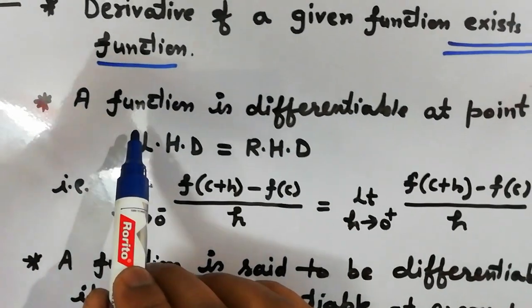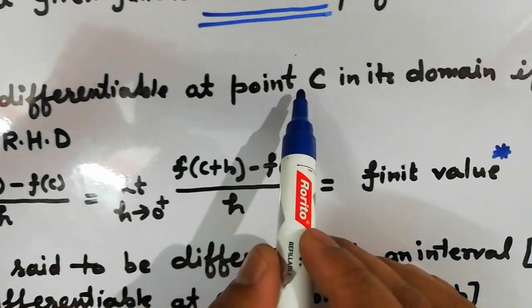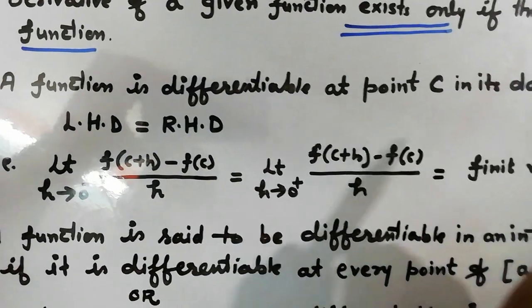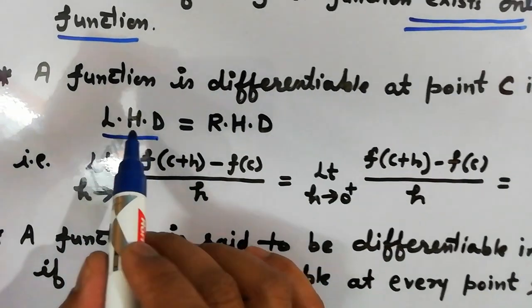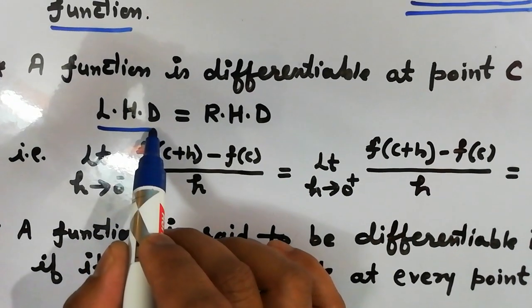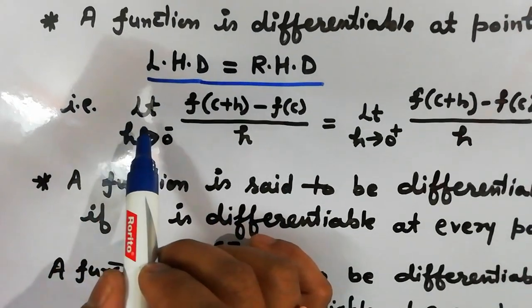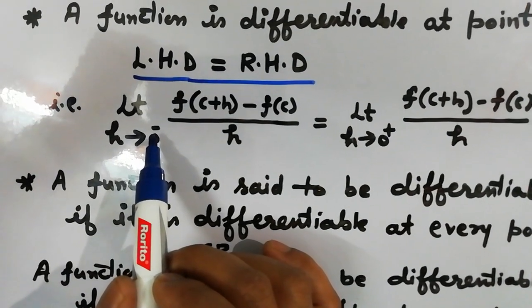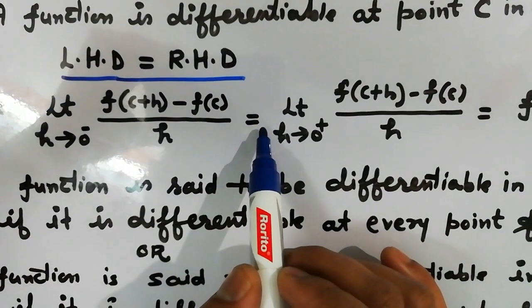And the second point: a function is differentiable at point c in its domain if and only if its left-hand derivative is equal to its right-hand derivative. I'm saying again, this is the left-hand derivative. What is this? Left-hand derivative means limit h approaches 0 from the negative side of f of c plus h minus f of c upon h, is equal to the right-hand derivative.